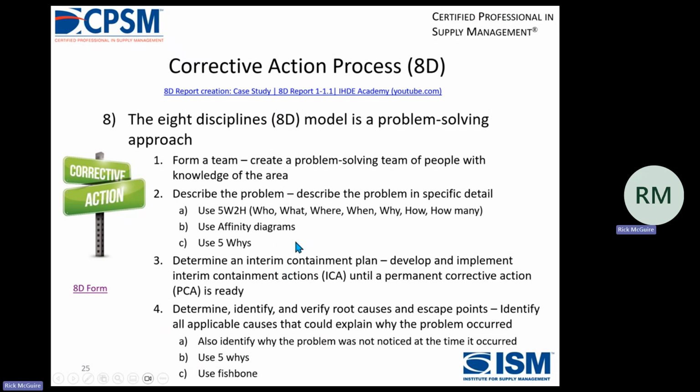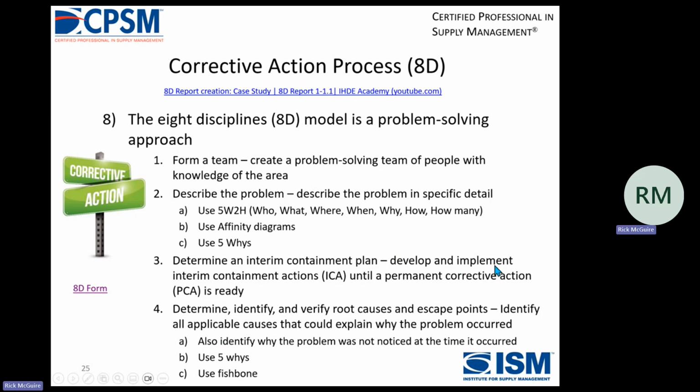And the 8D process has 8 steps. First step is form the team. Second step is to describe the problem. Use things like the 5 W's, affinity diagrams, 5 Y's.